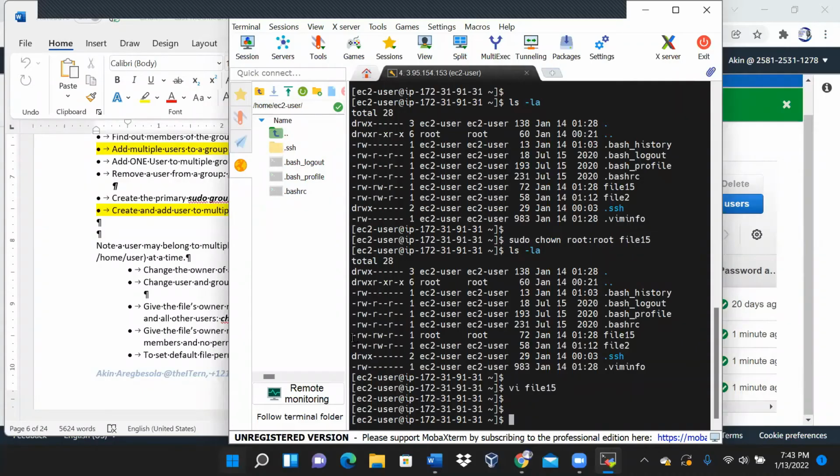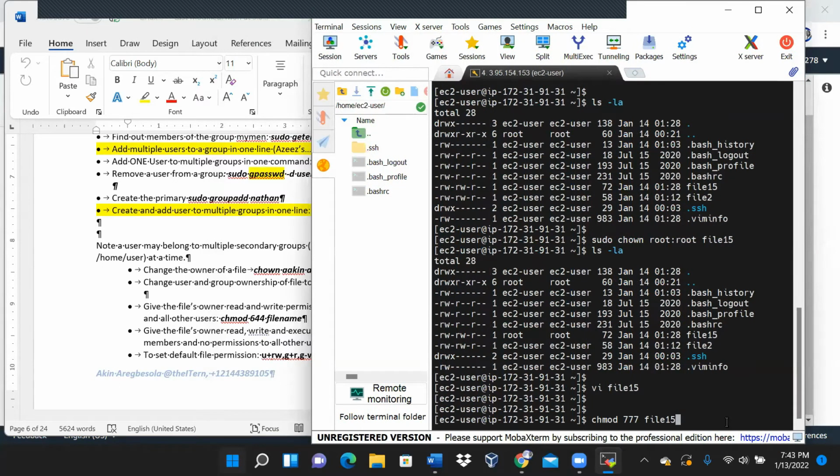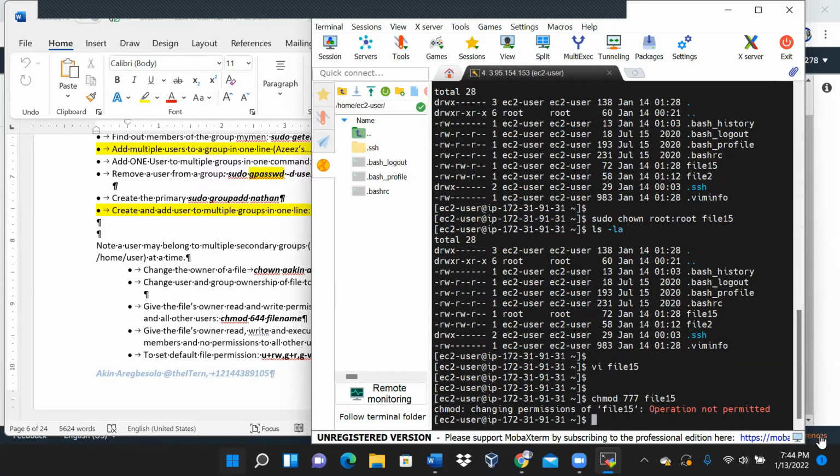Okay, let's quickly do that so that you see how that works. So let's go back here. Let us work on this file, for example. The command we saw earlier was chown, change owner, but this one is chmod now. If I say chmod 777 for file 15, what does it mean? This is what it means. If I press enter now, again I get permission denied, which means I should add sudo.